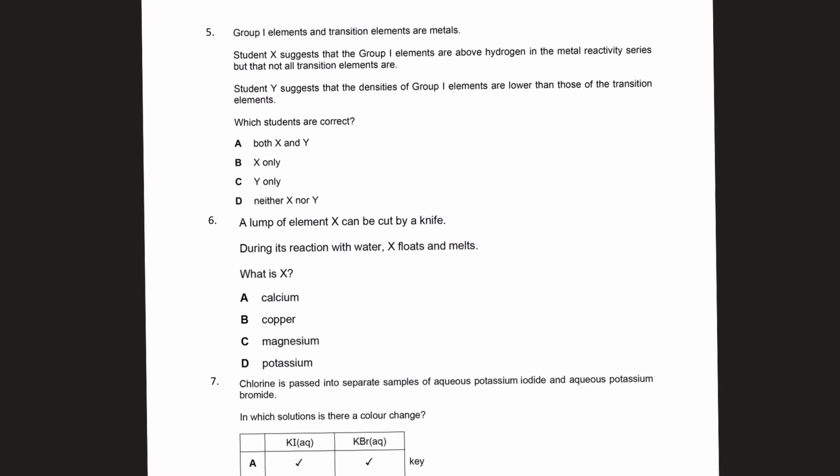It has a low melting point and is brittle. That's usually something we don't associate with metals. It has a giant covalent structure. That can't be the case for metals. So yes, B is the answer. Group 1 elements and transition metals are metals.